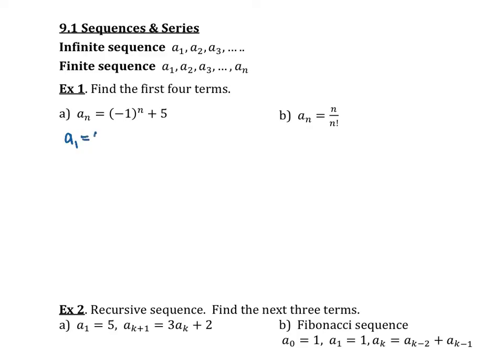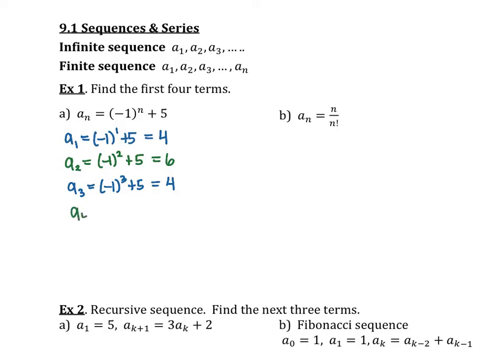So n is 1, so negative 1 to the 1 plus 5, which is negative 1 plus 5, is 4. So the first term is 4. So the second term, negative 1 squared is positive 1, plus 5 is 6. Now I want the third term. Negative 1 to the third is negative 1. Negative 1 plus 5 is 4.